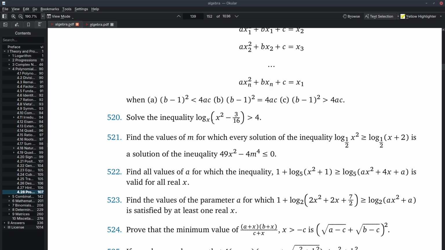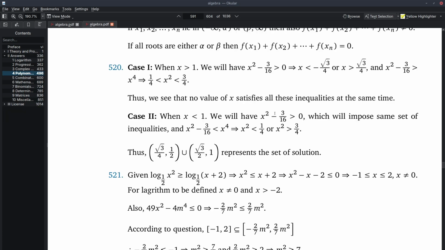Now if x is less than 1, right hand side would be 4 to the power x. So it is obviously greater than 0. So if x lies between 0 and 1, then it would be greater than 0. So we impose the same set of inequalities and we arrive at the same result almost. X square should be less than 1 by 4 and x square greater than 3 by 4. So from these two, we get the set of equations that is root 3 by 4, comma 1 by 2, union root 3 by 2, comma 1.